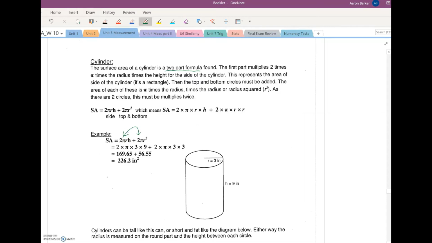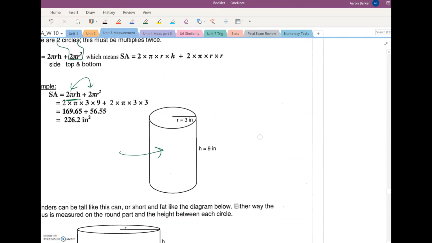Okay. So you have the circles, right? Basically, you have 2 circles, which is 2 pi r squared. And then you have the rectangular barrel. Okay, this part here is the barrel, and that's going to be your 2 pi r h part. So, you write out the formula. Surface area equals 2 pi r h, and that's all multiplications, plus 2 pi r squared.